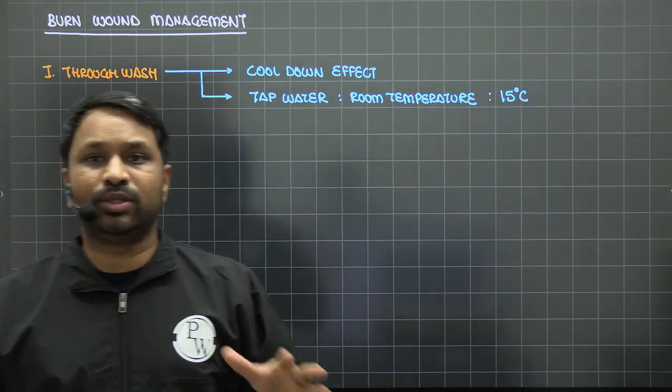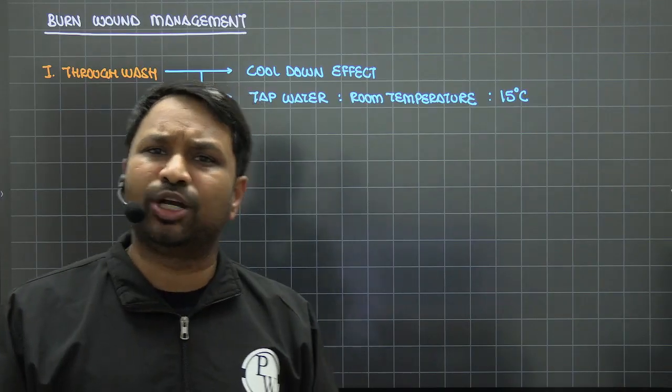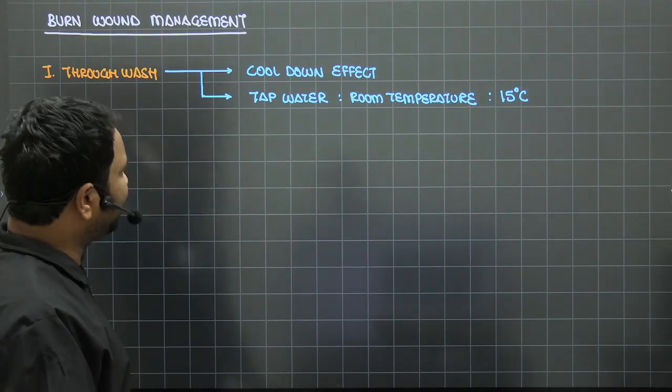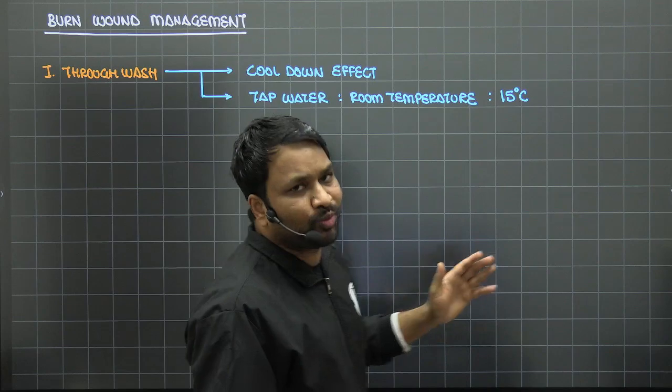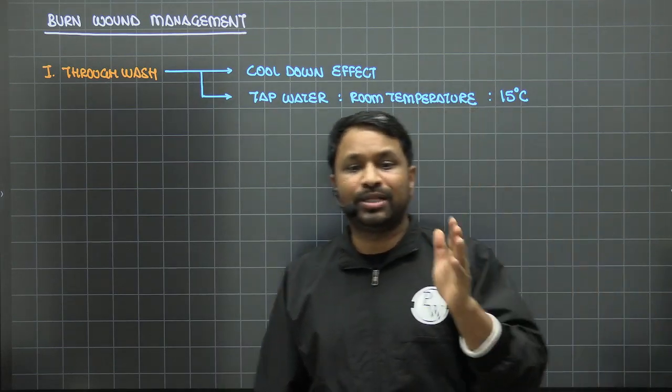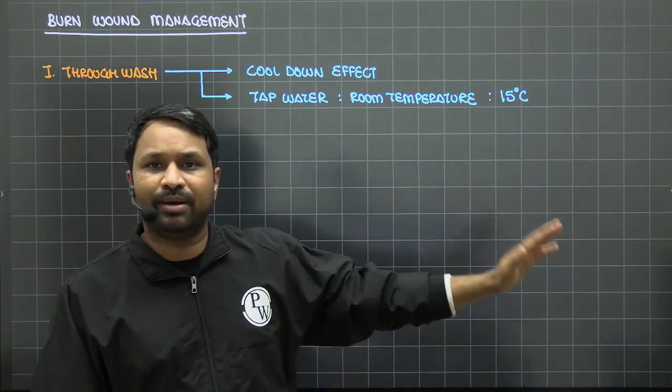When you go into the Asian subcontinent, the room temperature is 20 to 25 degrees, which is also acceptable, but the concept remains the same, that you are going to provide that particular patient with a cool down effect, and a cool down effect can be done with tap water.